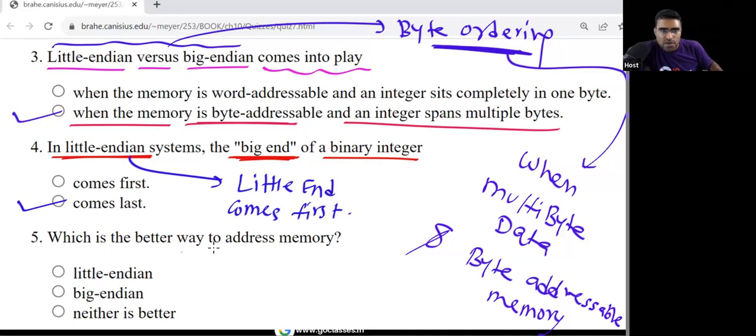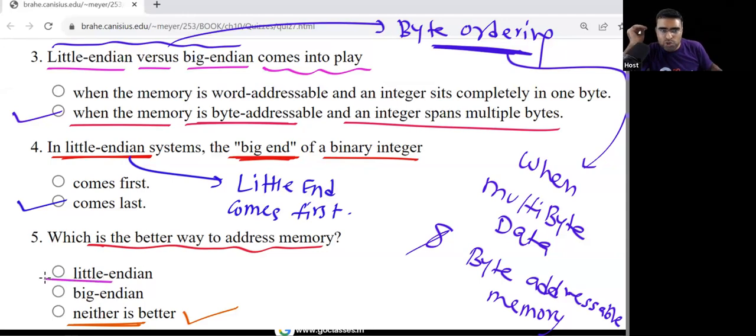What about the next? Which is the better way to address memory, little Endian or big Endian? I told you none of them is better. In some situations little Endian is good, in some situations big Endian is good, but overall no one is better. We cannot say that one of them is better than the other. Yes or no?